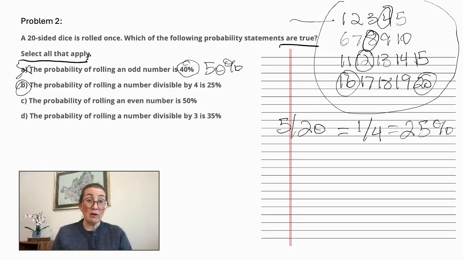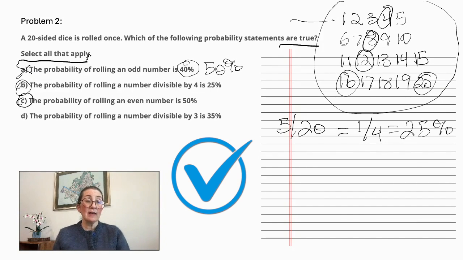The probability of rolling an even number is 50%. This is the same logic from A, where the probability of rolling an odd number is 50%. The probability of rolling an even number is 50% as well. So yes, that is true.